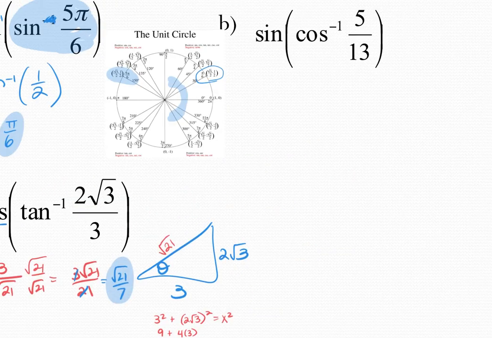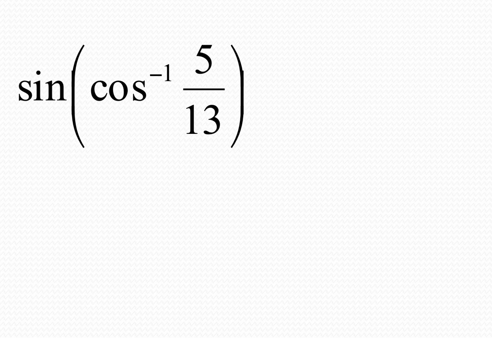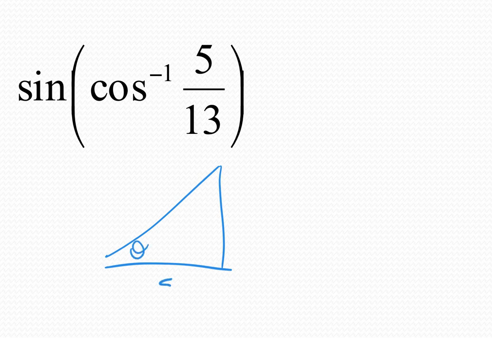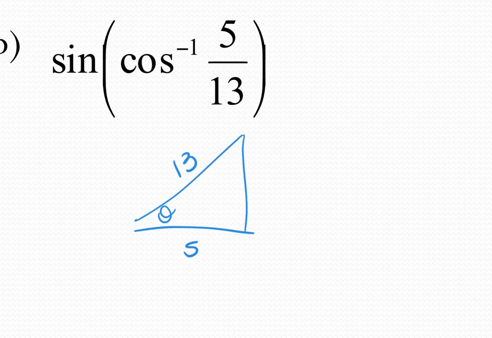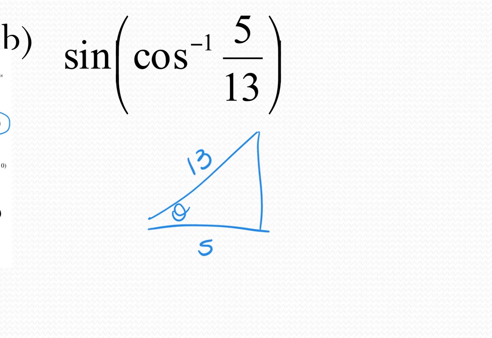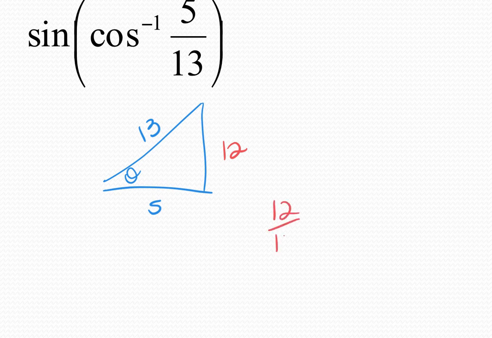So now go to B. So cosine inverse of negative 5 over 13. So again, those are not unit circle values. I put theta in the corner. Cosine is 5 over 13, which is adjacent over hypotenuse. Sine, I need the opposite for. So what's the opposite side? 12. Remember the triple is 5, 12, 13 is one of them. And sine is opposite over hypotenuse, or 12 over 13.